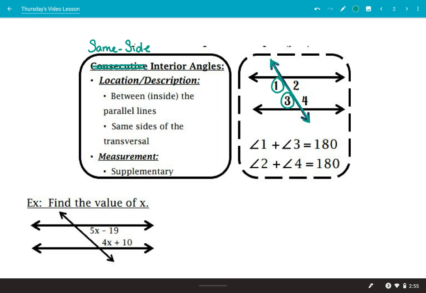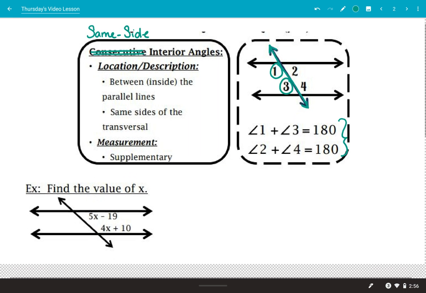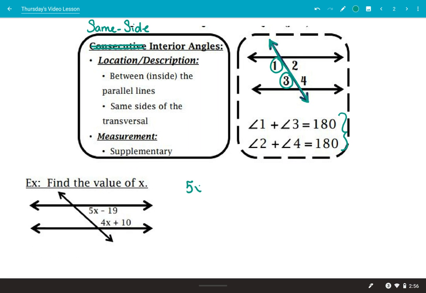Now, if you look at angle 1 and 3, do they look like they're the same size? Or you can look at angle 2 and 4. So these do not look like the same size. I see that angle 1 is definitely bigger than angle 3, and angle 4 is definitely bigger than angle 2. So since they are not the same size, they are supplementary, meaning they add up to 180. And so when we solve this, we're going to take both equations and add them together to equal 180. And if you remember, we practiced this on Monday.